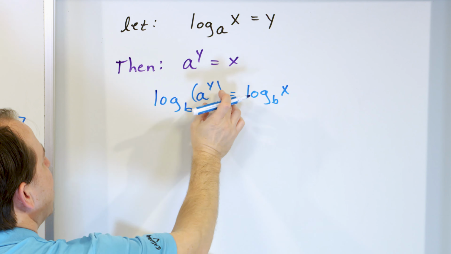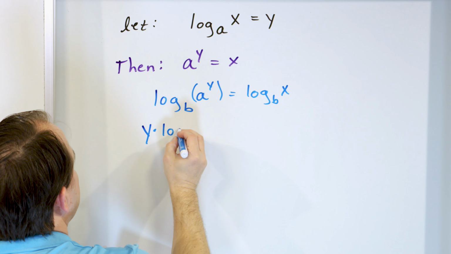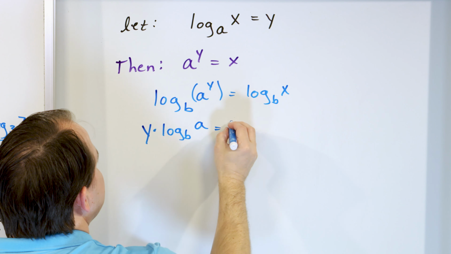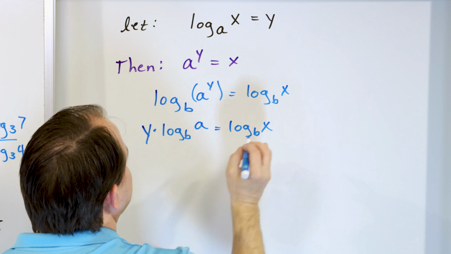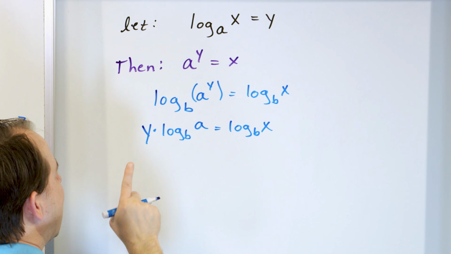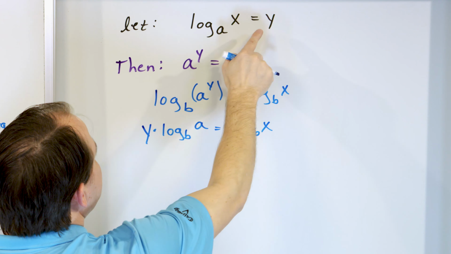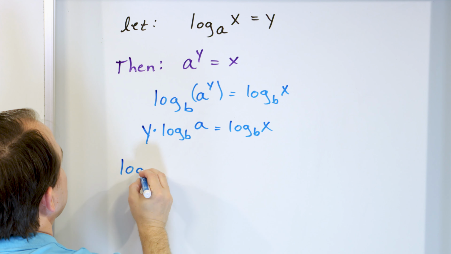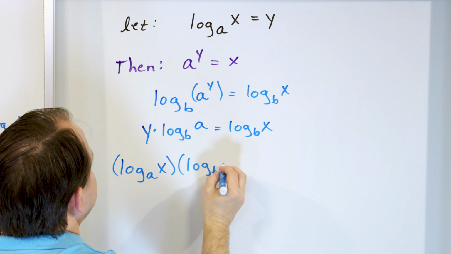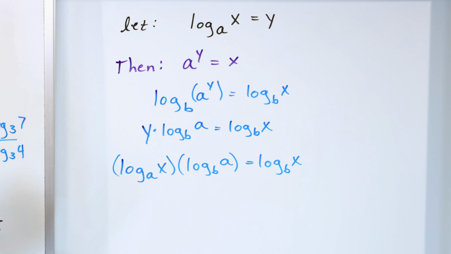Now here you can see you have a logarithm, but this exponent can come out with the law of exponents. So y times log base b of a, and this is log base b of x. All I've done is use the law of logarithms here. But I know what y is equal to. y is equal by definition to this line up here, so I can substitute that in. The log base a of the number x multiplied by the log base b of the number a is equal to log base b of the number x.